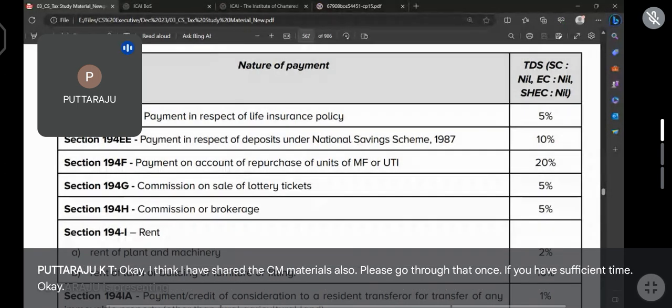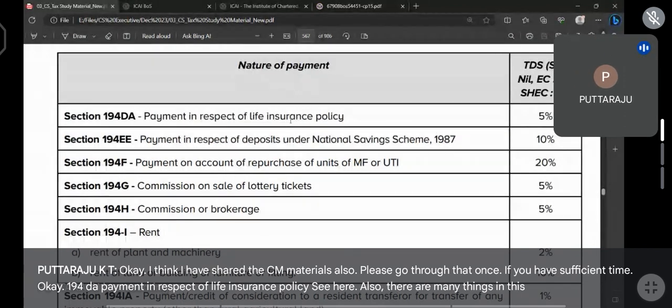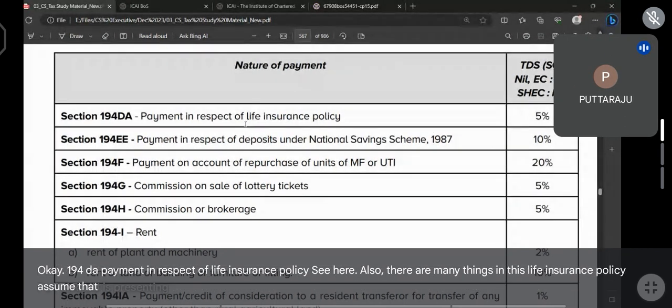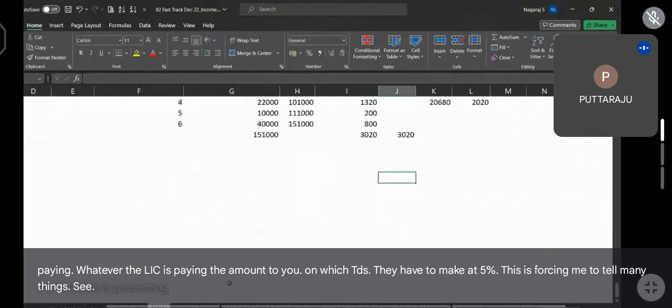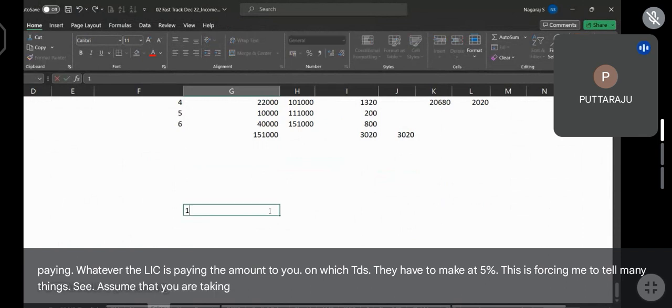Okay. 194DA, payment in respect of life insurance policy. See, here also there are many things in this life insurance policy. Assume that LIC is making a payment of the policy you have taken, which has matured. In that case, whatever amount LIC is paying to you, on that they have to deduct TDS at 5%. This is forcing me to tell many things. See, assume that you have taken a policy for 15 years.